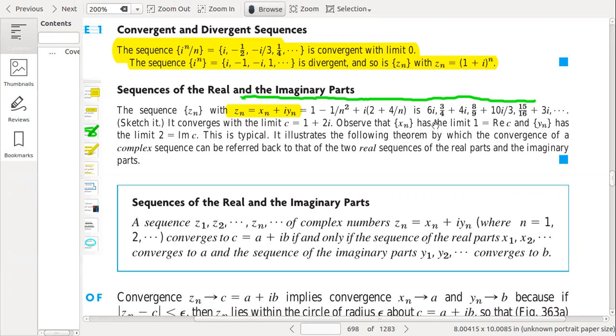Observe that xn has the limit 1, and yn has the limit 2. So these two parts have different limits. It means a sequence can be the sum of two sequences. For example, this sequence is the sum of two sequences: one is the real part, and the other is the imaginary part.